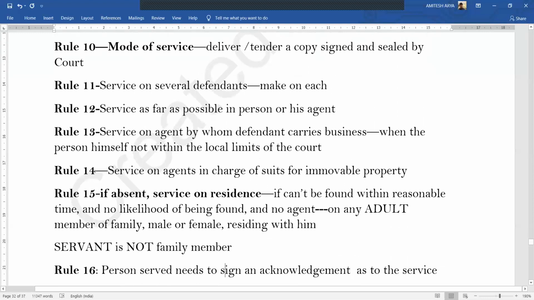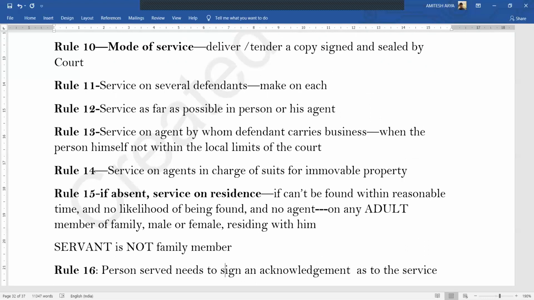Now, rule number 15 says that if the person is absent, you cannot find him, you're trying for a reasonable time, and there's no likelihood that you can find him, and you cannot find any agent, then you can serve it on his residence. You can go and give it to any adult member of the family. It does not matter whether that person is a male or a female. Whoever is residing with him, you can go and give that person.